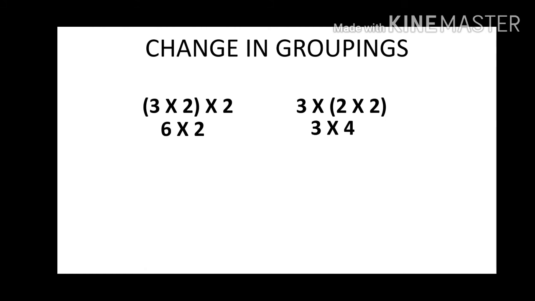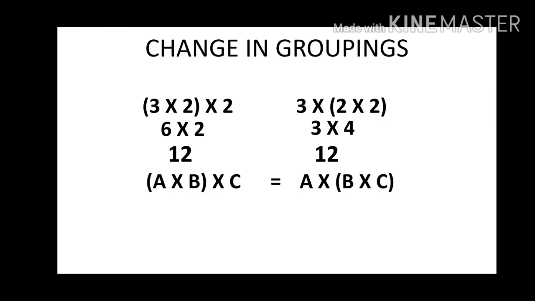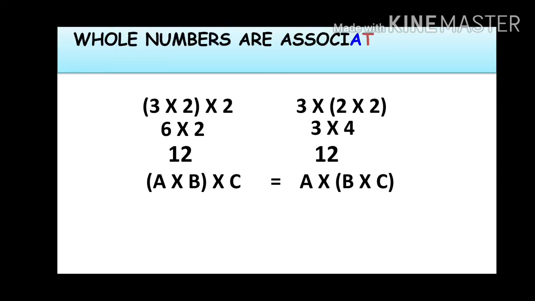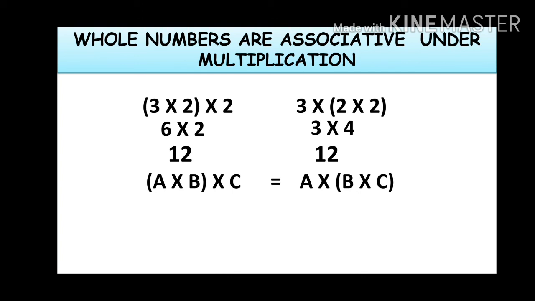So what we get? 6 into 2, 3 into 4. In both the cases the answer is 12. That means (A into B) into C is the same as A into (B into C). So in both the cases we get the same result. So we can say whole numbers are associative under multiplication. In both the cases we will get the same answer if we change the order of the groupings. We can group it in any order for multiplication and for addition.